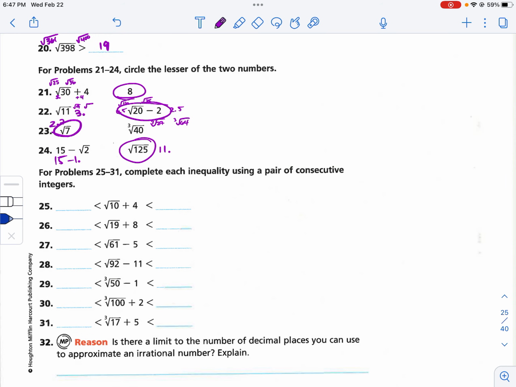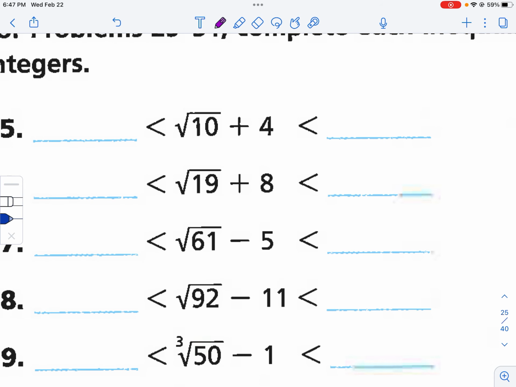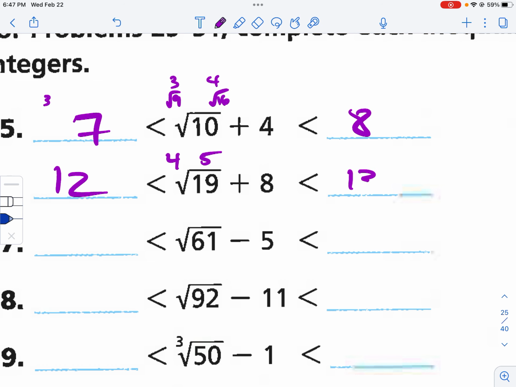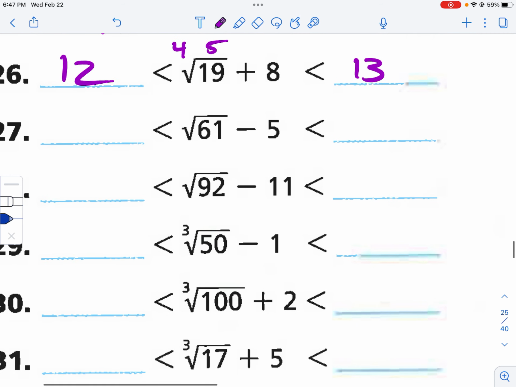Okay, so the square root of 10. The square root of 10 is between the square root of 9 and the square root of 16. So this is going to be 3 on this side, 4 on this side, add 4, so 7 and 8. This is going to be between 4 and 5, so we add 8, so 12 and 13. This is going to be between 7 and 8, so you subtract 5, and you get 2 and 3.